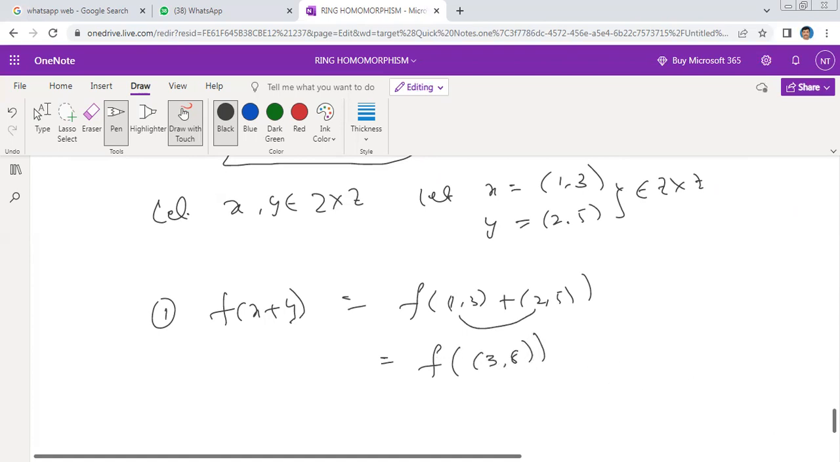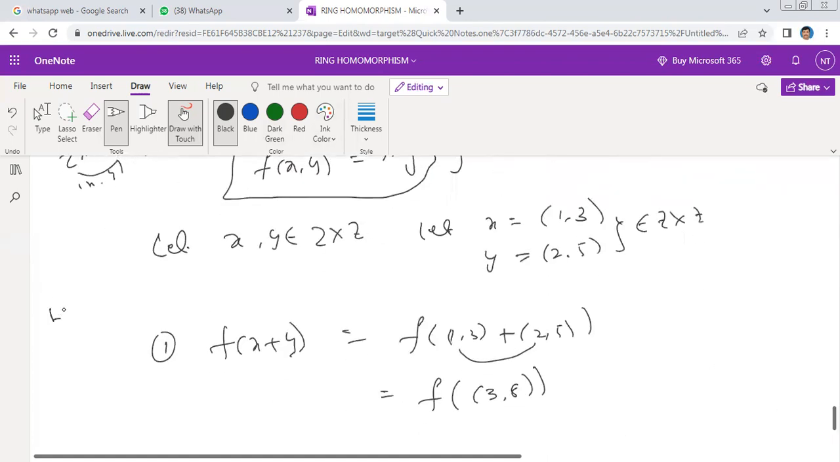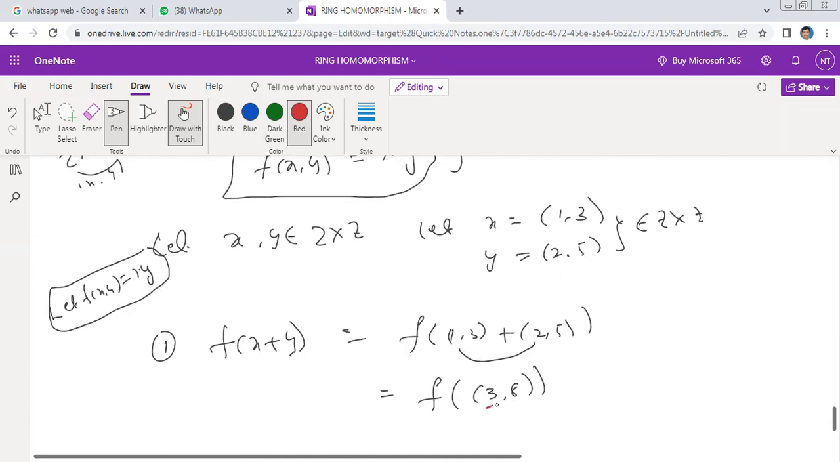Right? Okay. Now I'm checking for this one. I'm taking f of x, y is equal to 1 into y. I'm checking whether this holds or not. What is the value of this one? Please tell me that. f of x, y is equal to, which gives only the outcome 1 into y.